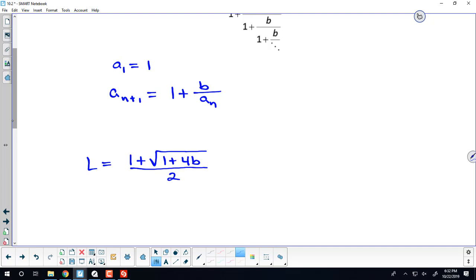But the idea was that we assumed that the limit on the nth term existed and took the limit of the recursive relationship defined here. Did anyone have any questions on that type of approach?